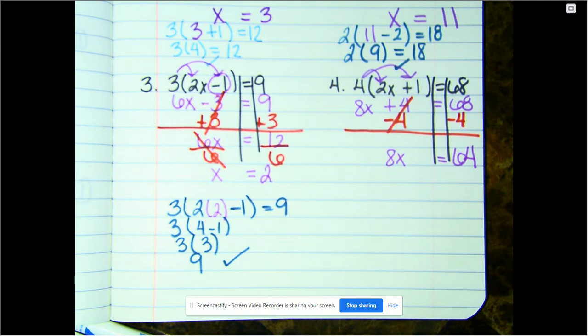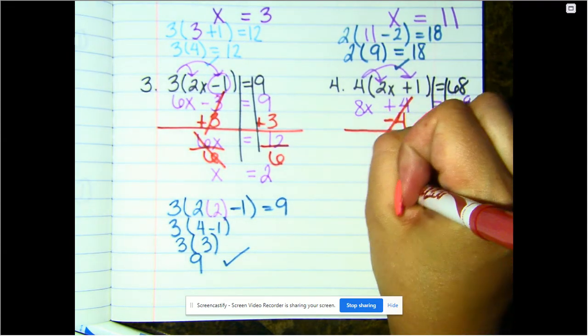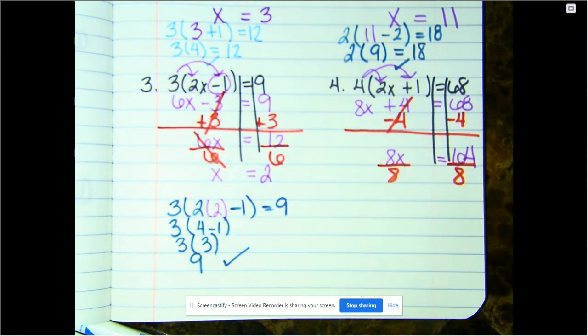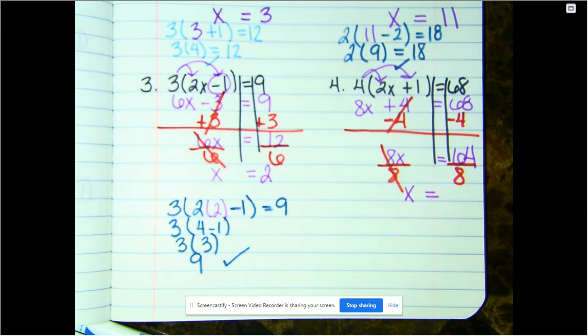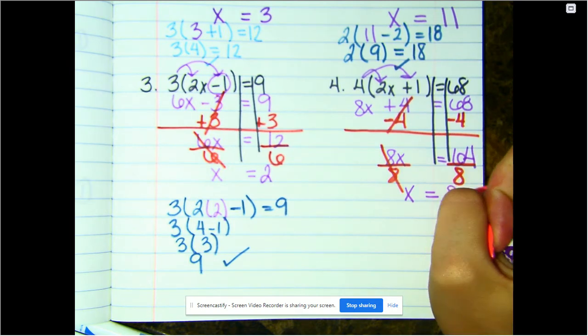And then the last and final step is this is multiplication. And so the opposite of that is dividing by 8. That creates 1x, and in 8th grade math 1, I just list x instead of 1x. And 64 divided by 8 is 8.